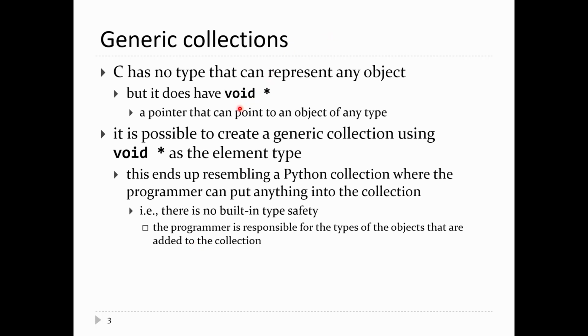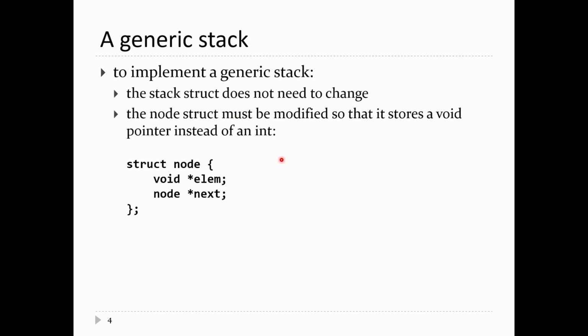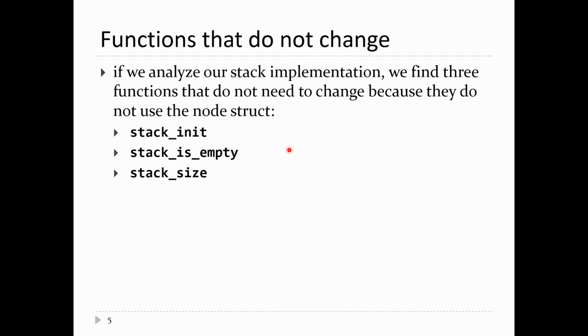So I want to change the element type from int to void star. Changing the node structure to do this is trivial. Instead of int elem, we now have void star elem. So our elements are going to be pointers to values. So that's easy. No big change there.